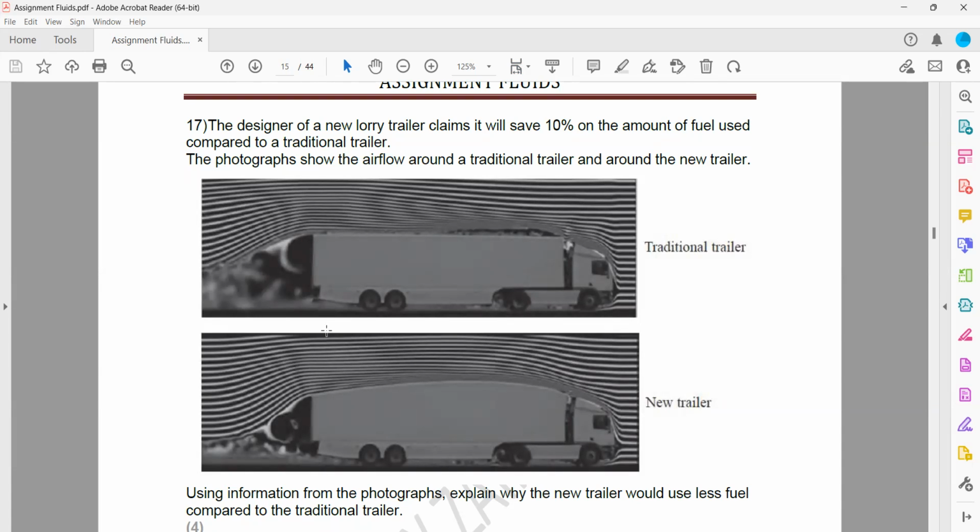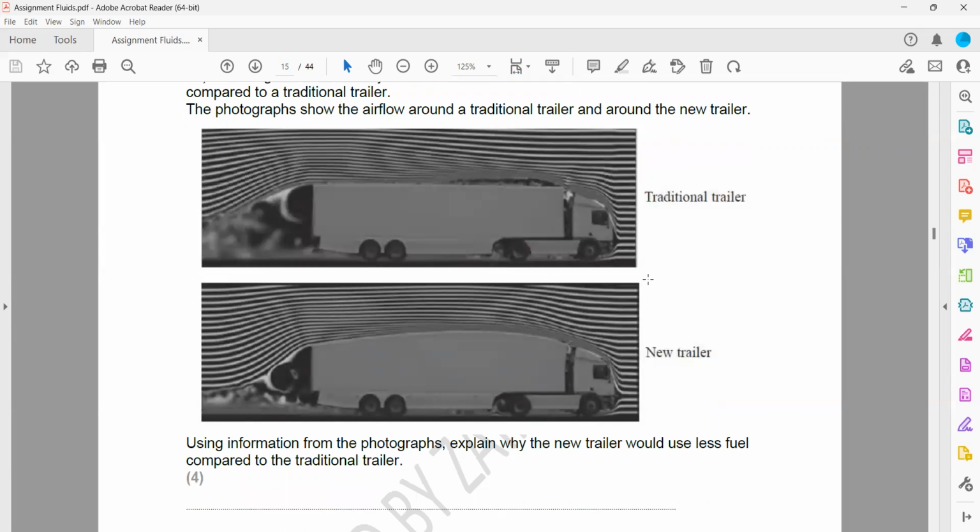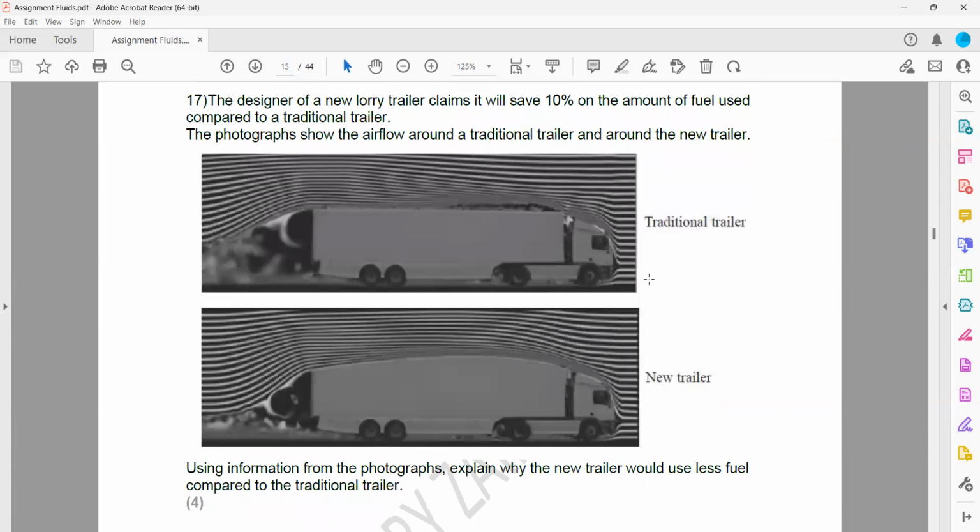more laminar flow of the fluid around it. The photograph shows how the air flows around a traditional and the new trailer. Use information from the photograph to explain why the new trailer would use less fuel compared to the traditional one. First, one mark when you mention the fluid flow around it. For example, you can say the new design is more streamlined, more curvy or more aerodynamic. You can use that term, which reduces the turbulent airflow.